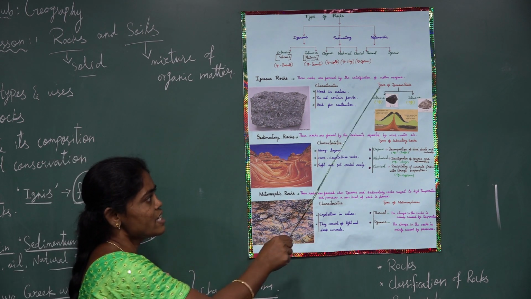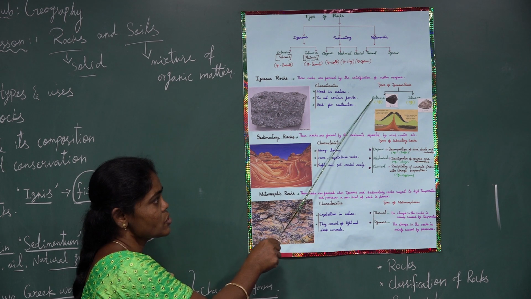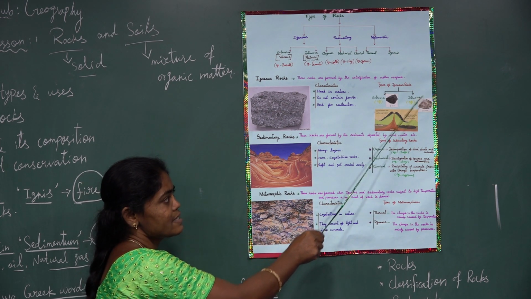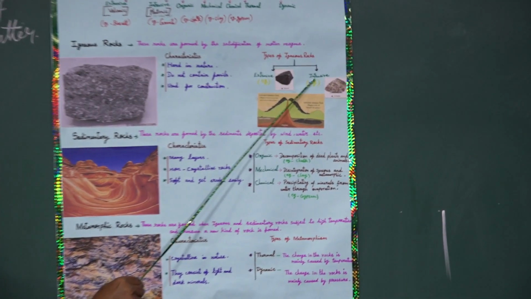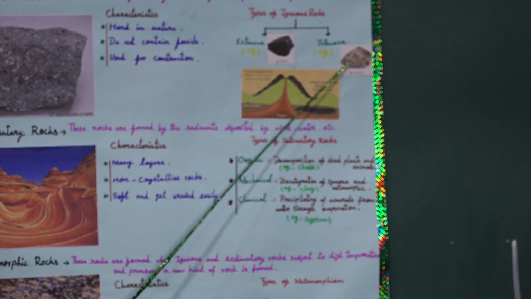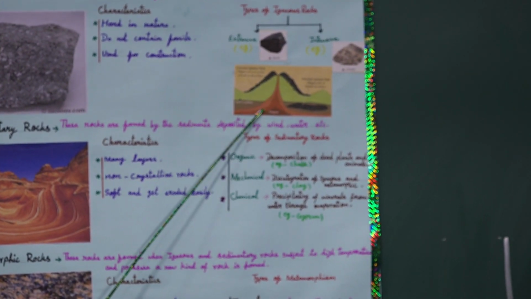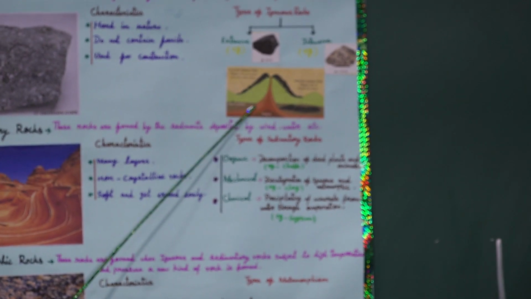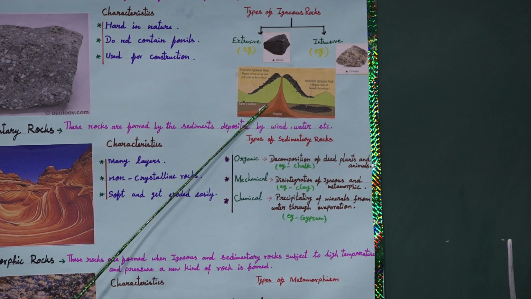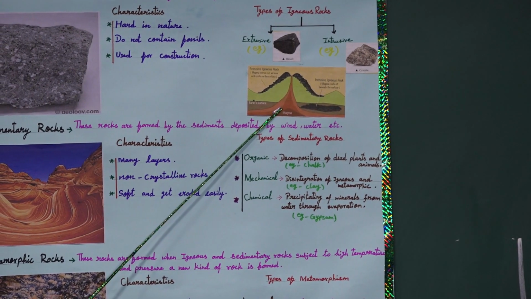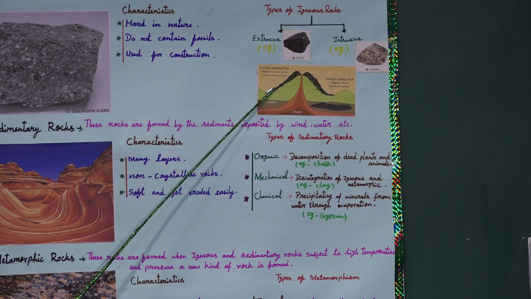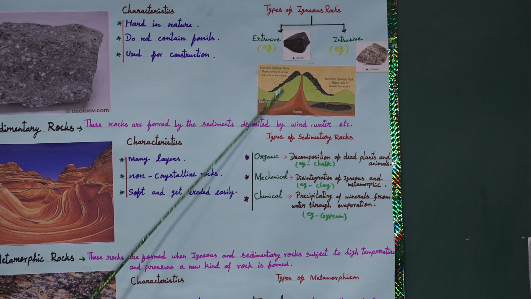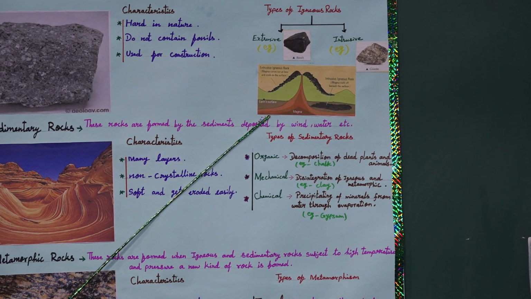These igneous rocks are divided into 2 types, that is extrusive igneous rocks and intrusive igneous rocks. Example, see this picture, basalt. Intrusive, see this picture, example, granite. Now see here this picture, magma, that is from the depth. Due to high temperature and pressure, it melts and in the weaker section it comes out. The volcano, it comes out, that is said to be extrusive igneous rock. It cools down and becomes solid.